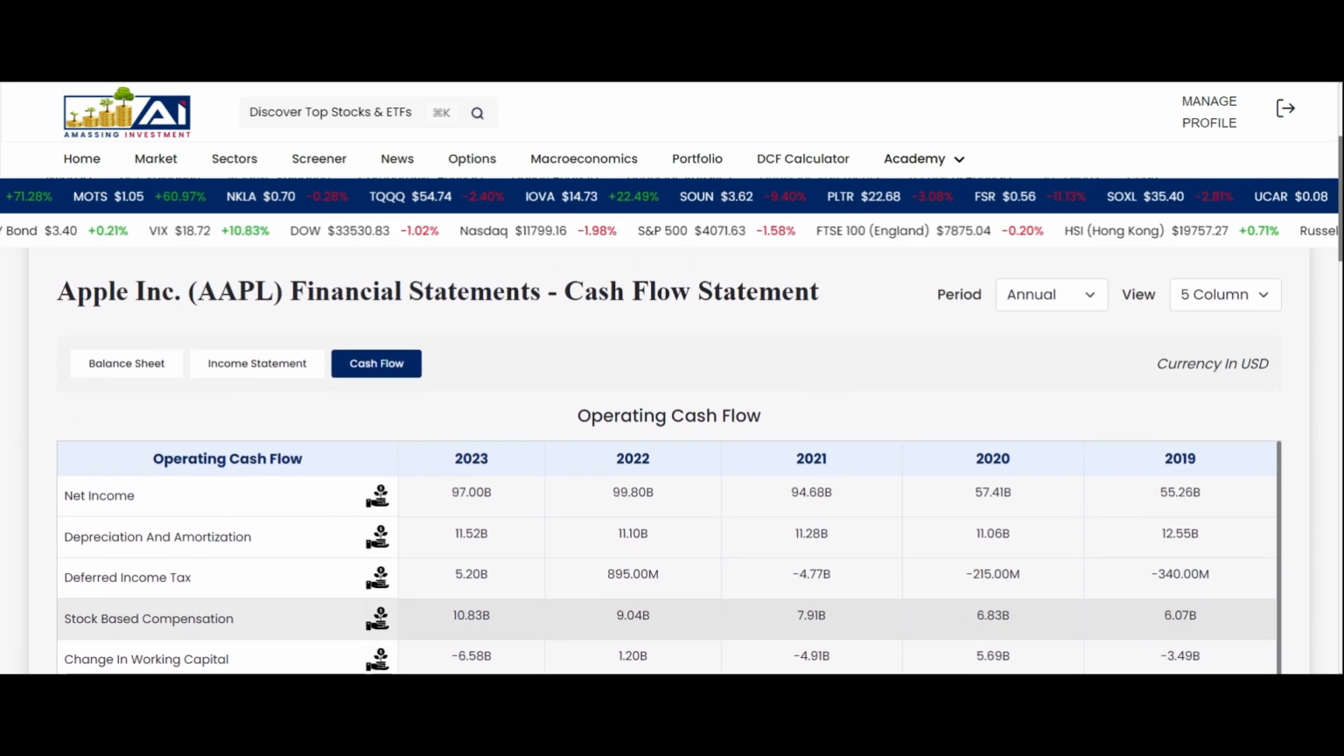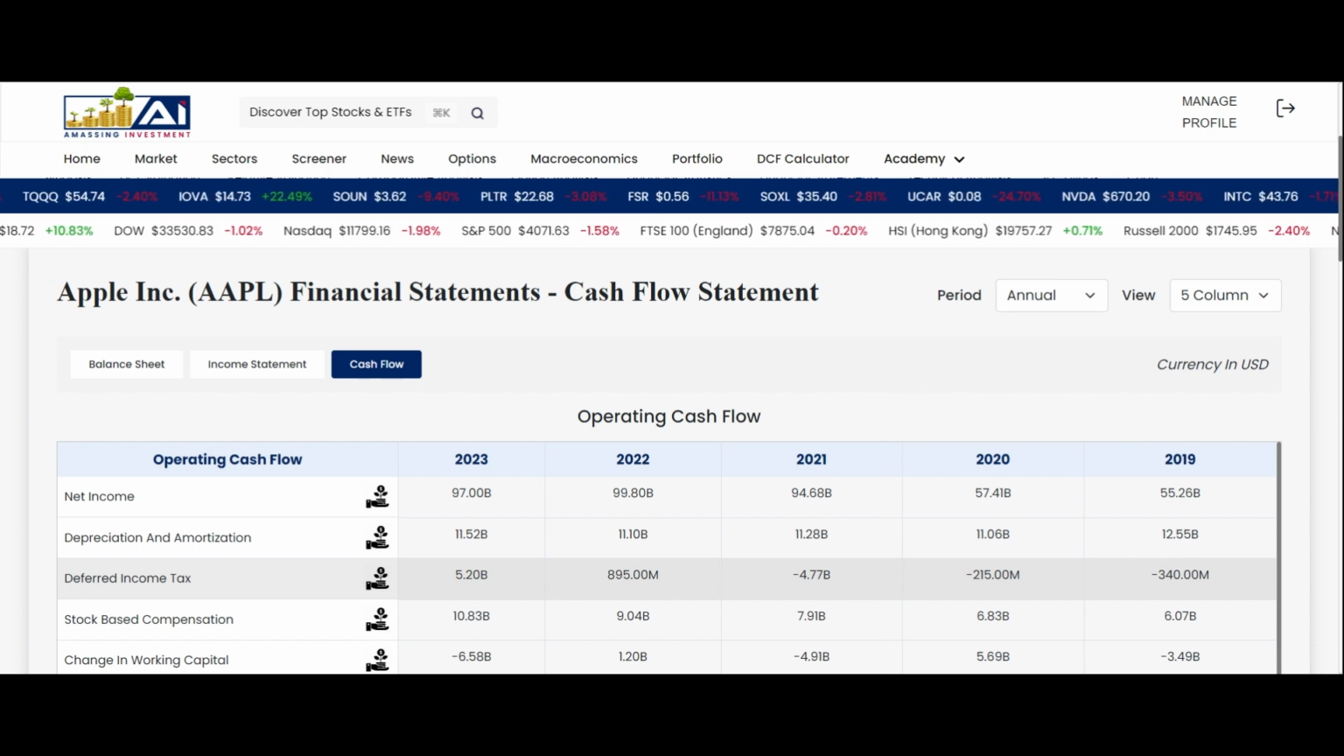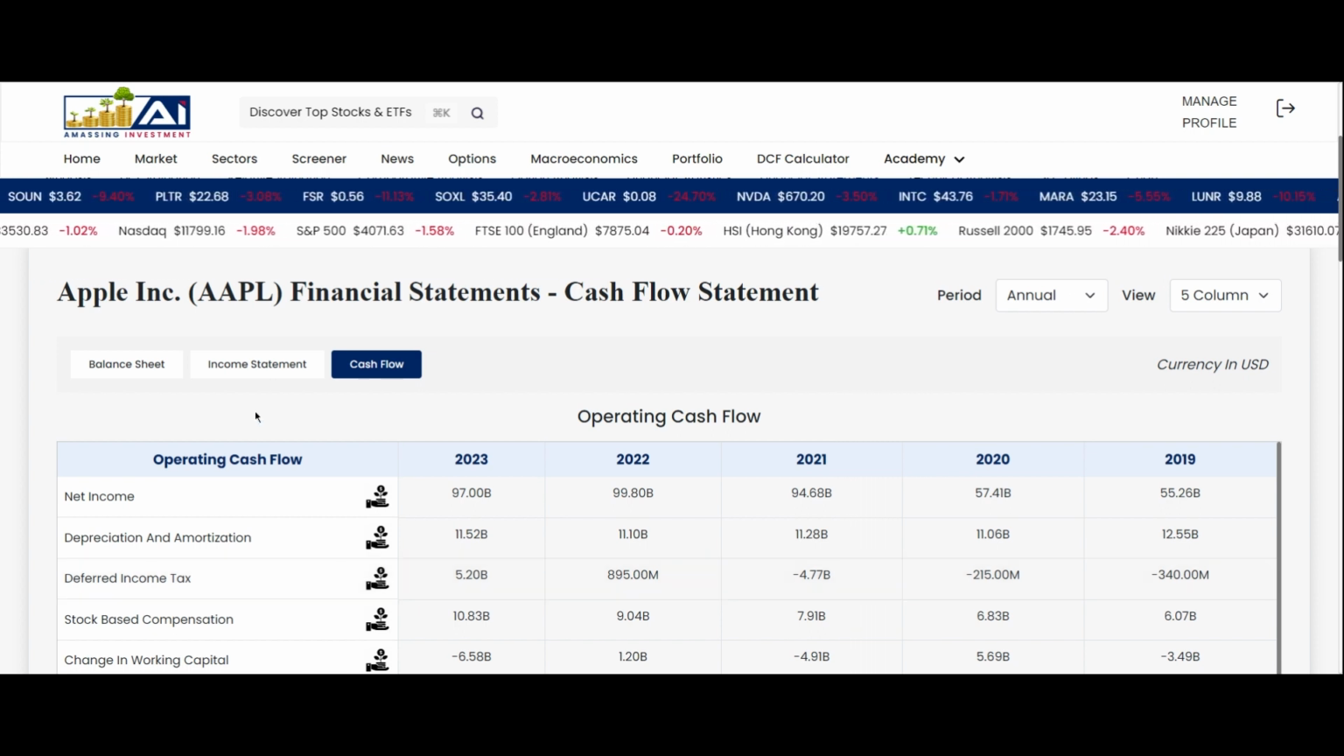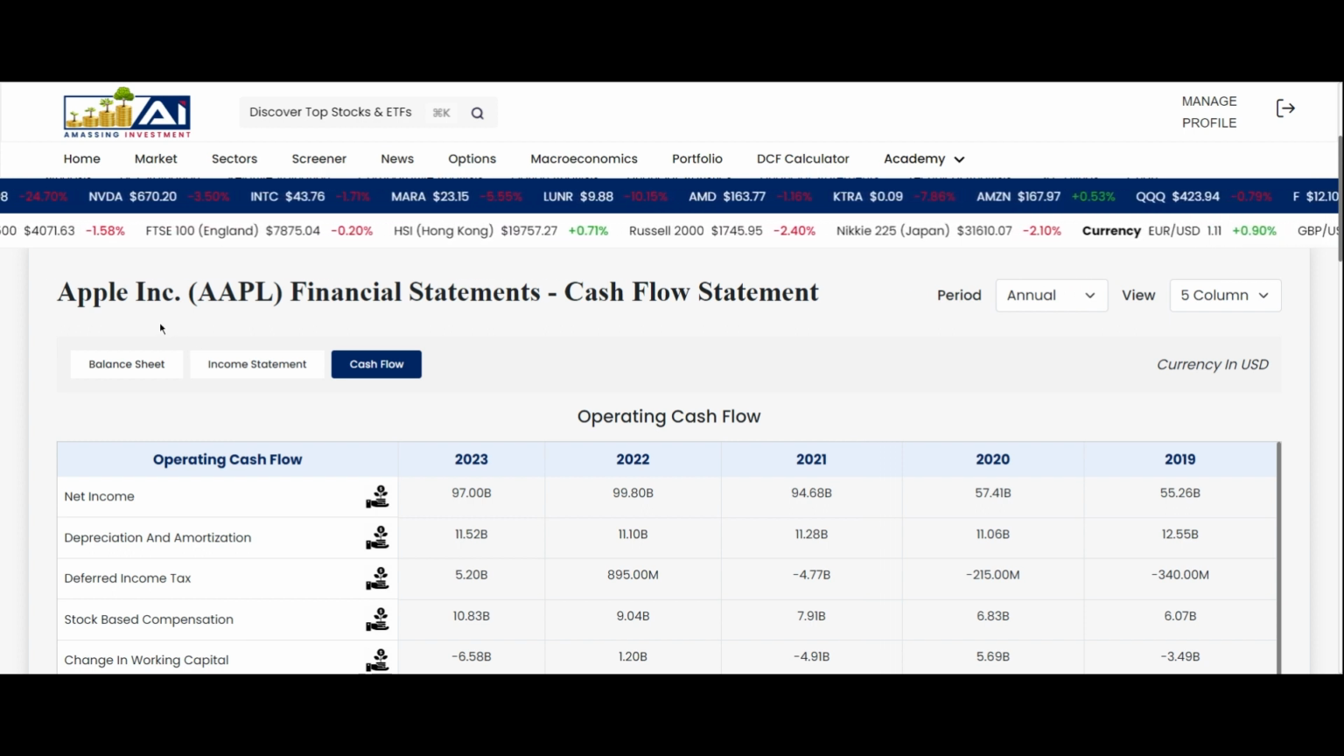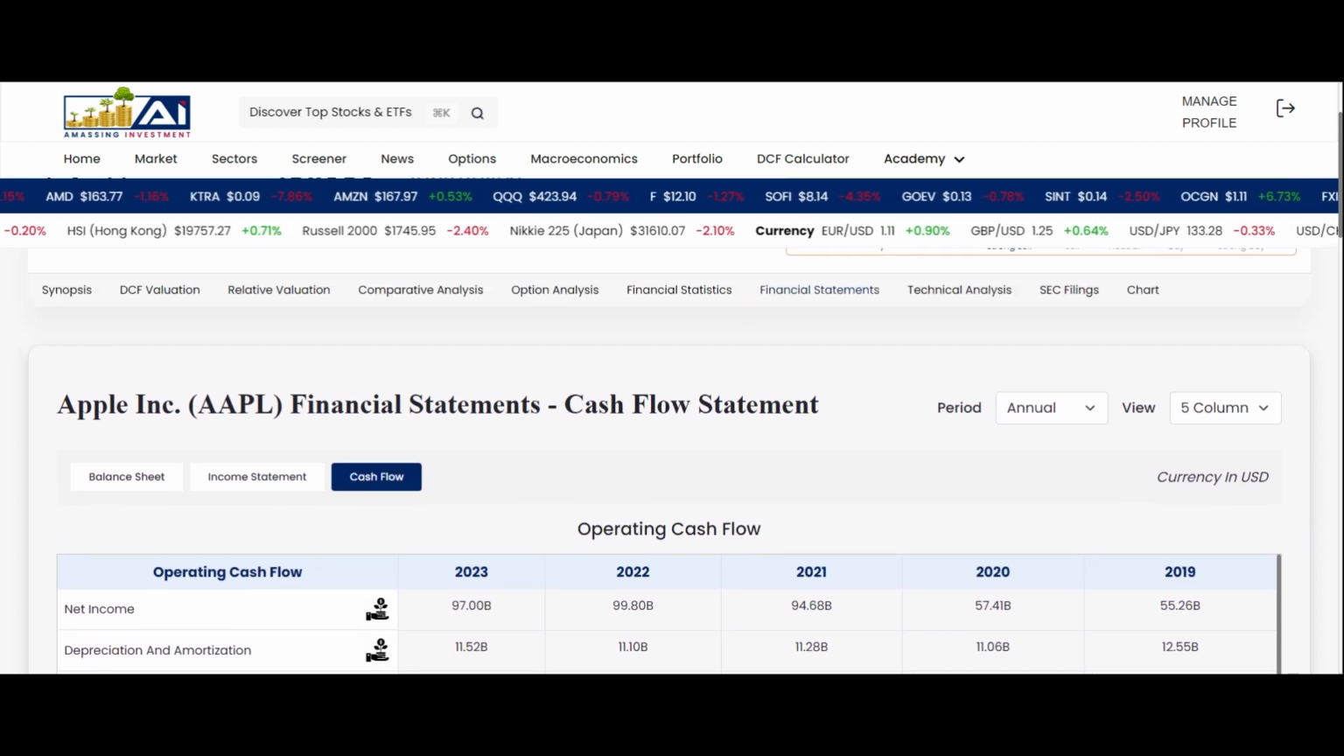And that's a wrap on our financial statements deep dive. Armed with this knowledge, you're well on your way to making smarter, more informed investment decisions. Dive into those reports, crunch those numbers, and remember, the best investment you can make is in your financial education.